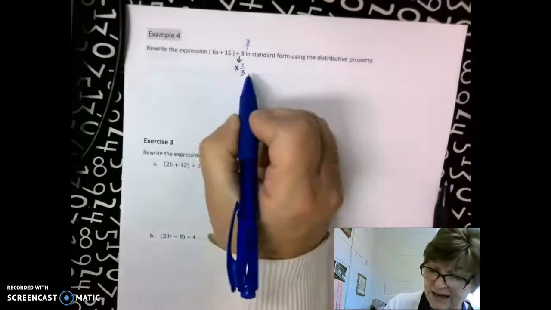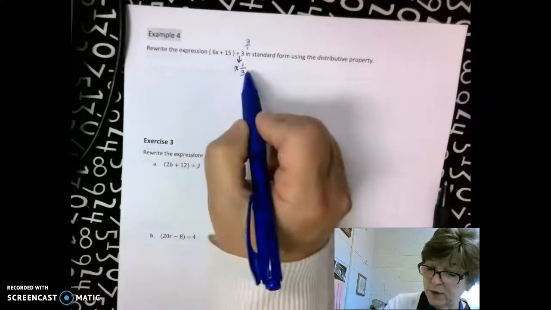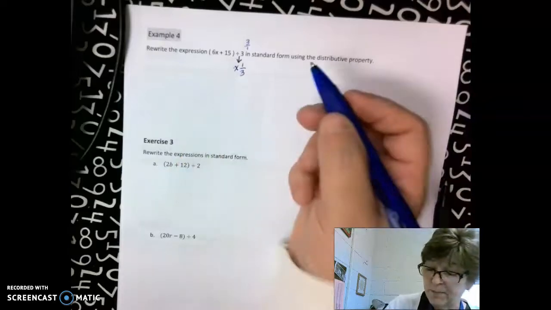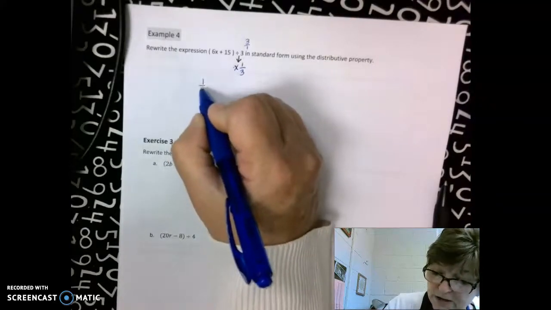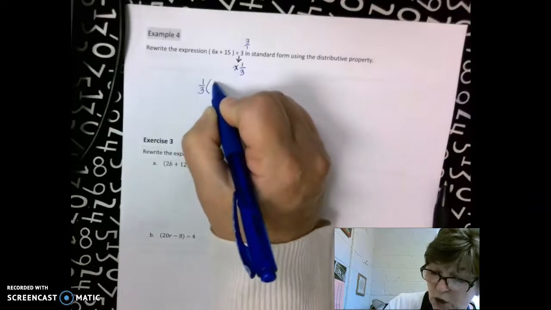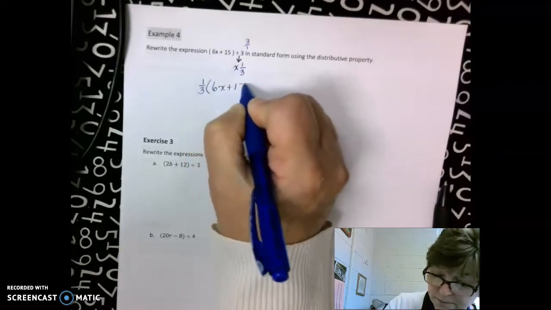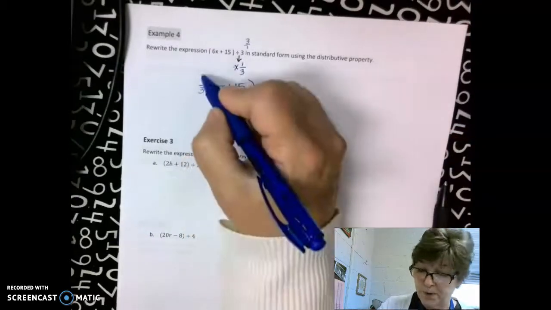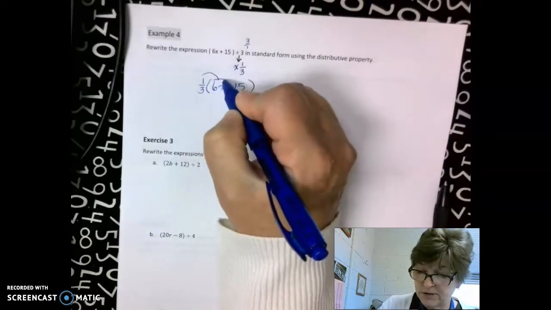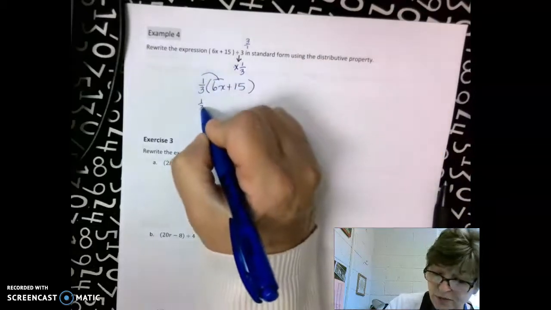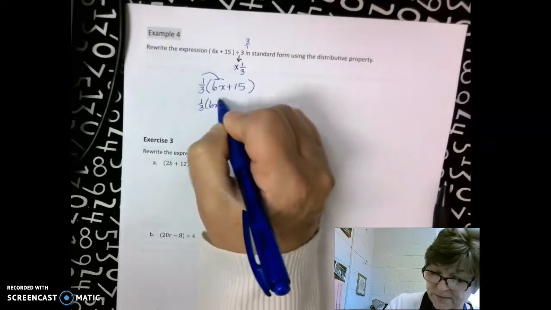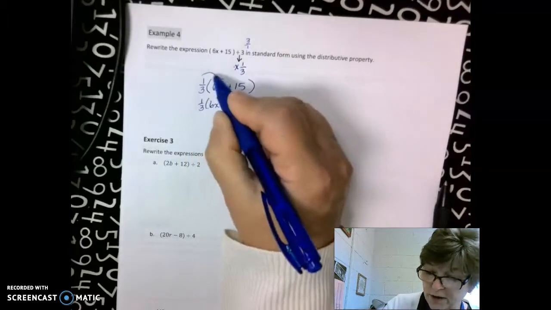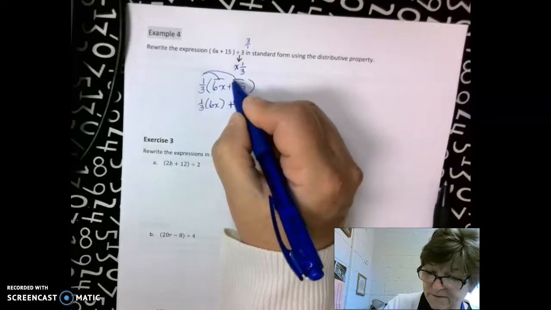If you feel the need to put the 1/3 in front of the parentheses, you can, but it's also good in the back. I'm going to move it up front so that we can just continue the same look that you already had. So now we're going to distribute to 6x. So 1/3 times 6x plus 1/3 times 15.